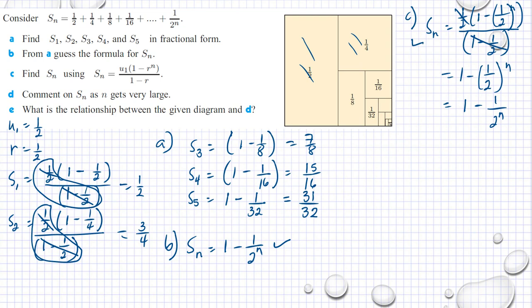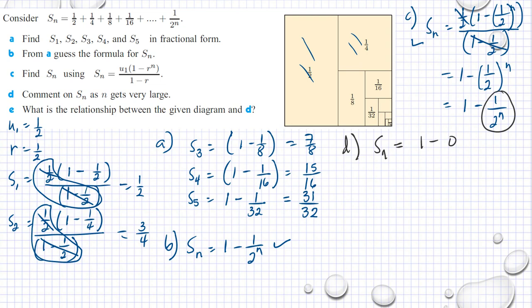And then we have D now. What happens if n is very big? So we have S sub n, where n is very big. That means 1 minus 0. This will become 0, because 1 divided by a very large number will become 0.